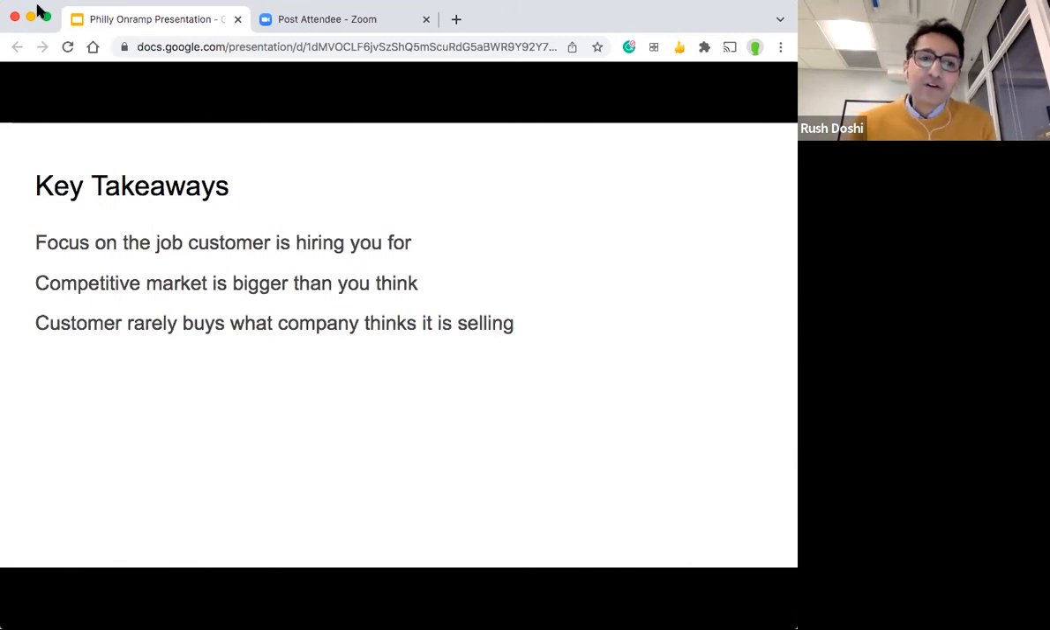And as with the thing about the drill, and what the needs are, the customer is rarely buying what the company thinks it's selling to them. And that's also an important thing to keep in mind as you're building out your idea.